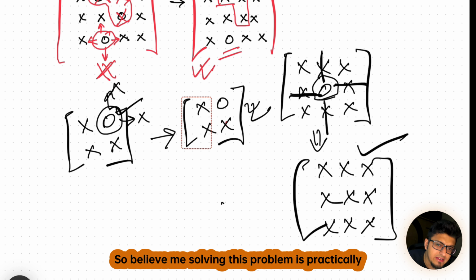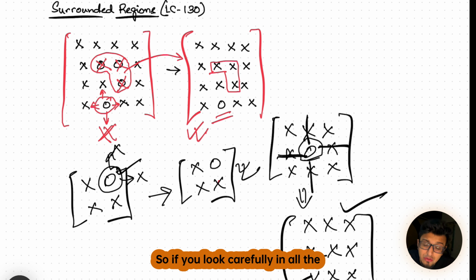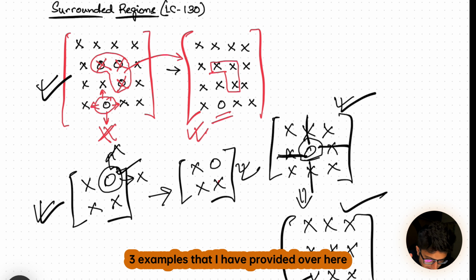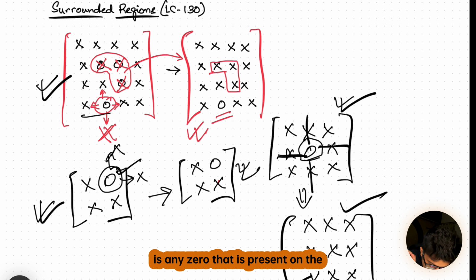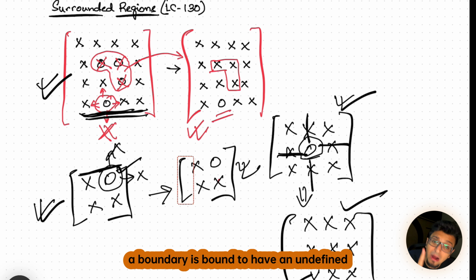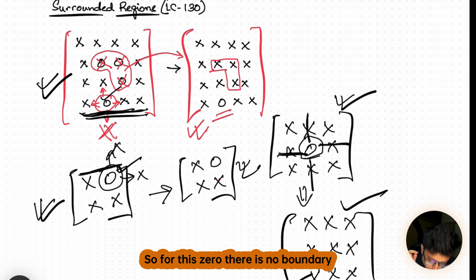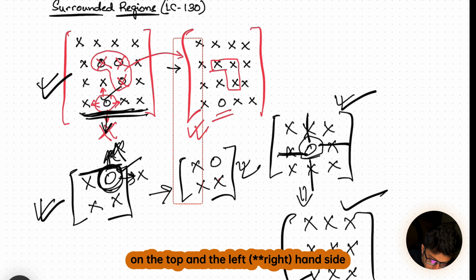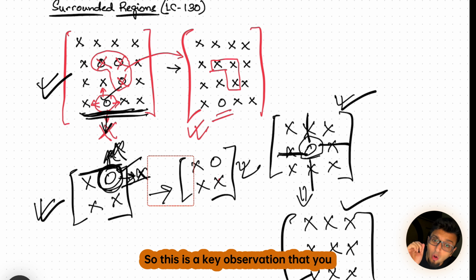Believe me, solving this problem is practically very easy if you can manage to find a pattern. If you look carefully at all three examples that I have provided, there is a simple common factor, and that is any zero that is present on the boundary cannot be converted to an x, because a boundary is bound to have an undefined border. So for this 0, there is no boundary or x present on the downward direction. Similarly, for this 0, there is no x on the top and the left hand side. So obviously this cannot be converted to x. This is a key observation that you have to keep in mind for solving this problem.